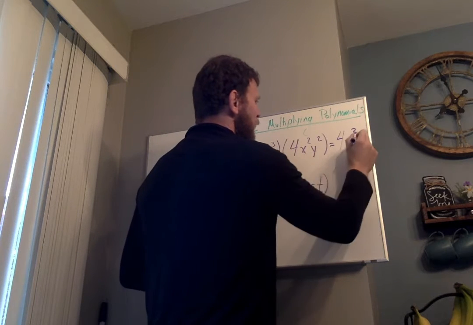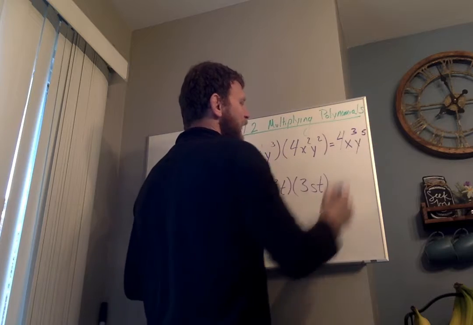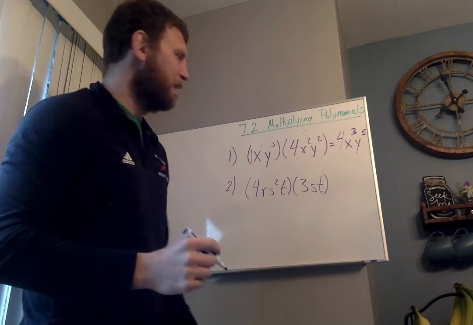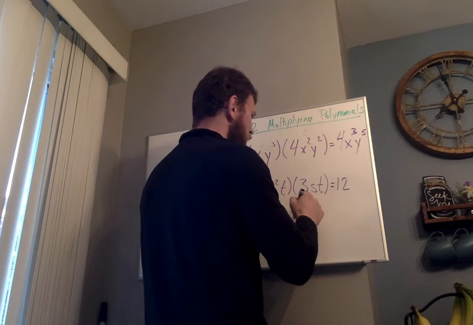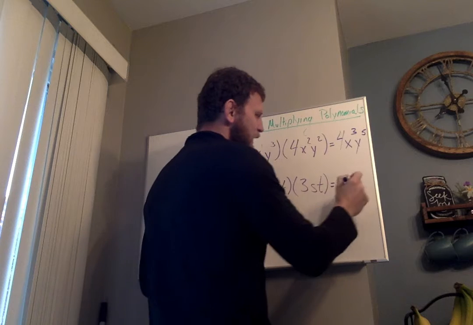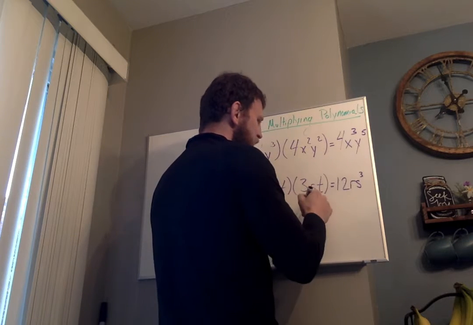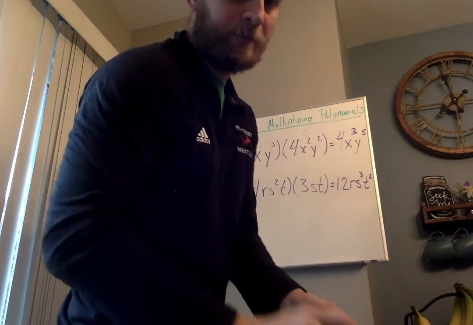Y cubed times y squared, well, we're going to add the exponents. So that's 5. Here, 4 times 3 is 12. R, there is no r here, so it's just r. S squared times s is s cubed. And t times t is t squared. So there you have it.